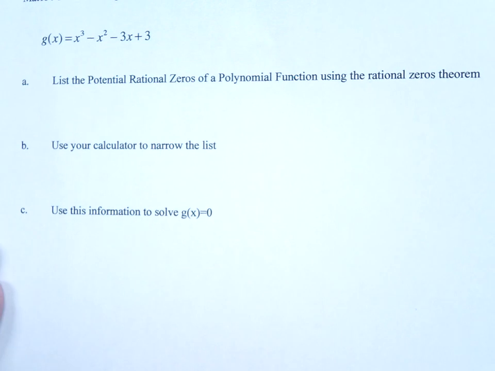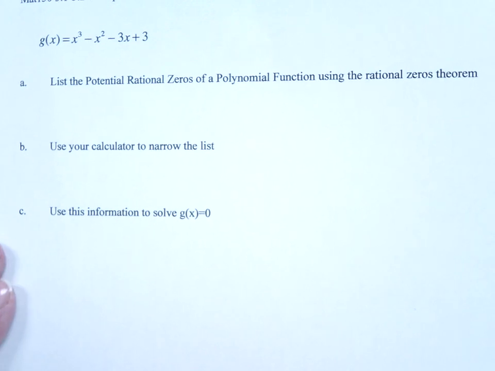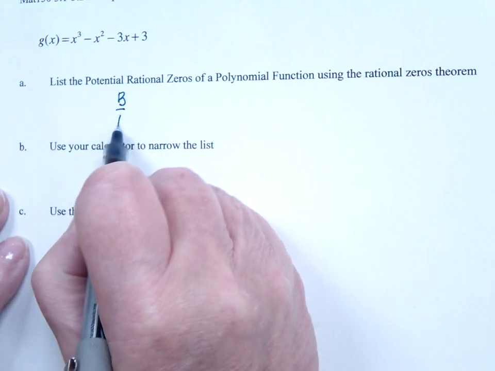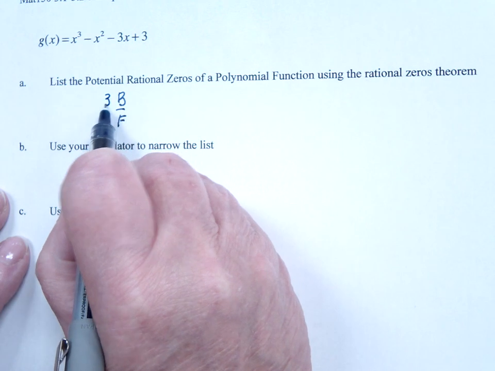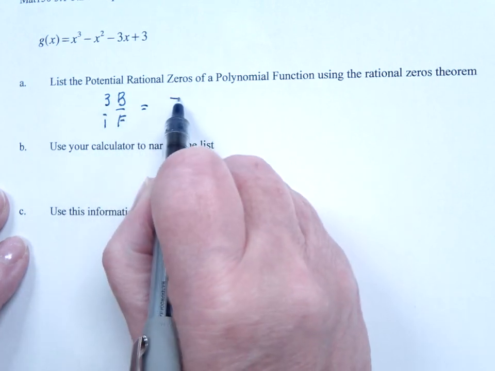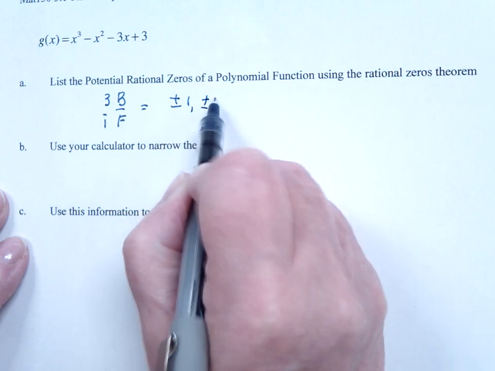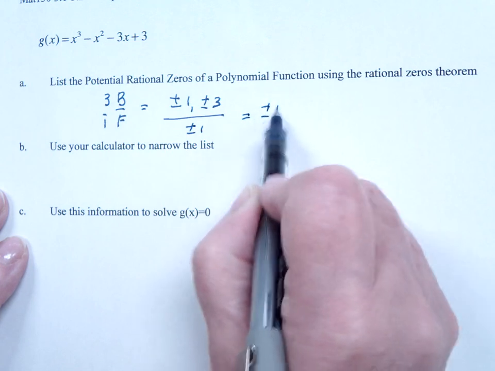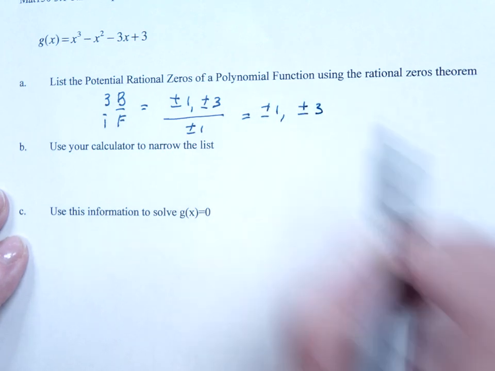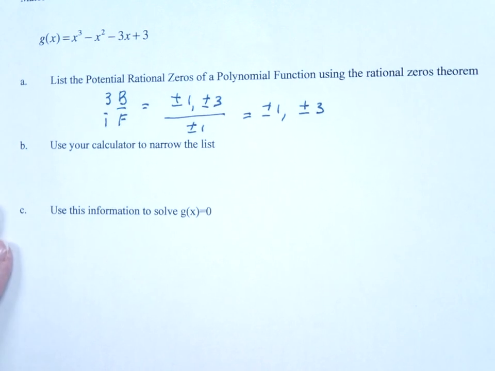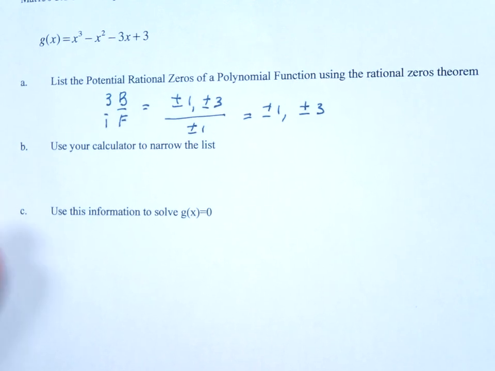What it says is, list the potential rational zeros. Now remember, this is the factors of the back divided by the factors of the front. The back is 3, the front is 1. So factors of 3 are 1 and 3. The front is just 1, so it's plus or minus 1 and plus or minus 3. This is degree 3, so the maximum zeros it can have is 3. Use our calculators to narrow the list.